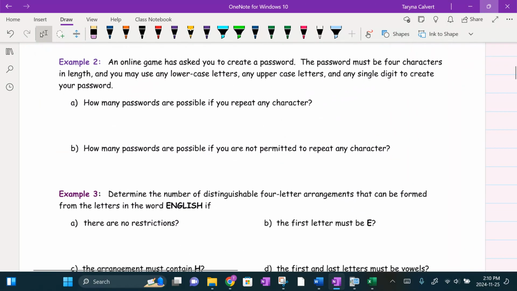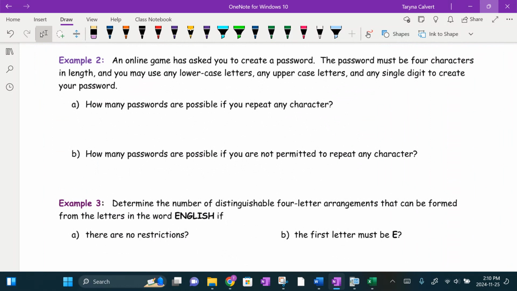So here it says an online game has asked you to create a password. The password must be 4 letters in length, and you may use lowercase letters and uppercase letters and any single digit to create your password. So how many passwords are possible if you repeat any characters? Because does it make sense that I have to tell you whether you can repeat or not? Because if you can repeat, you have more options. If you can't repeat, that makes you have less options. So again, how long is this password?